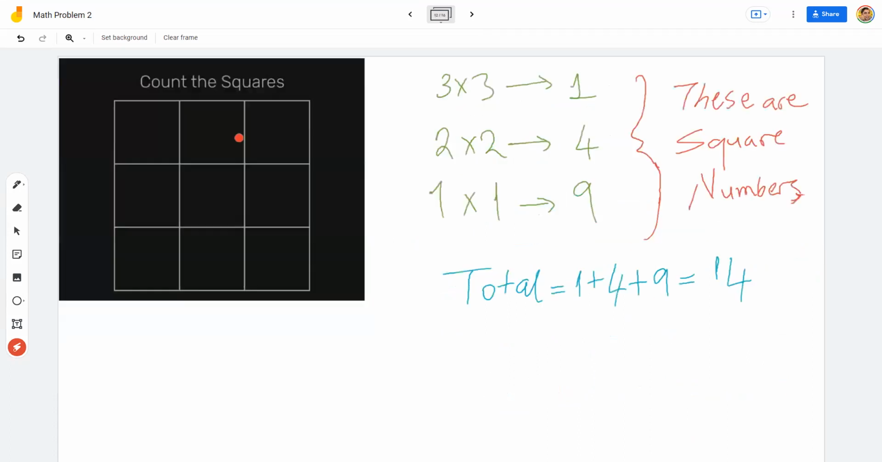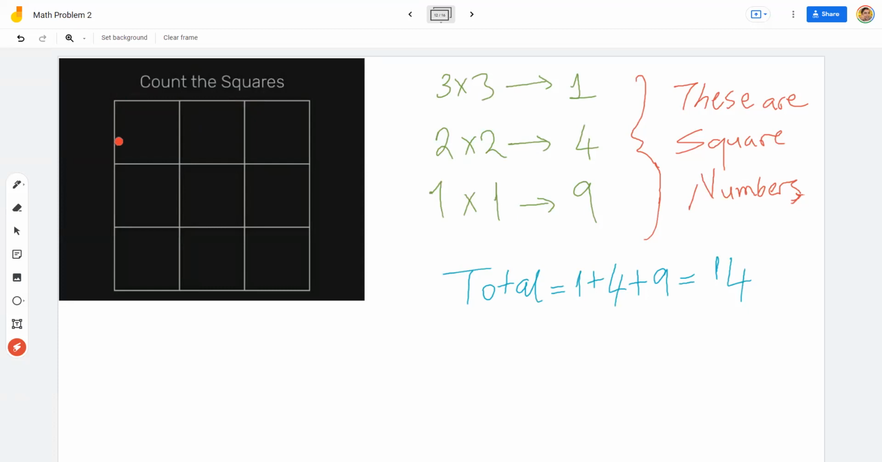So here there is a counting problem. It says how many squares. So I started with 3 by 3 square. So there is only one 3 by 3 square. For 2 by 2 squares, so this is 2 by 2. We have 4 of them.